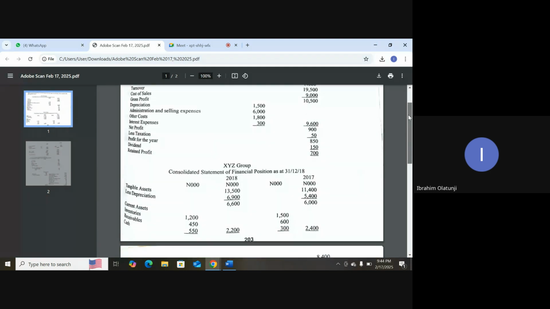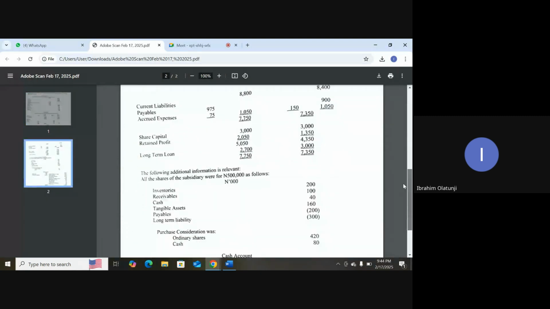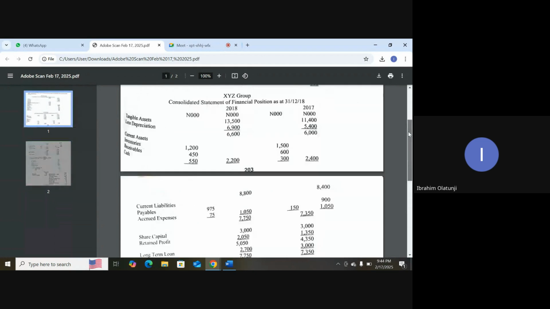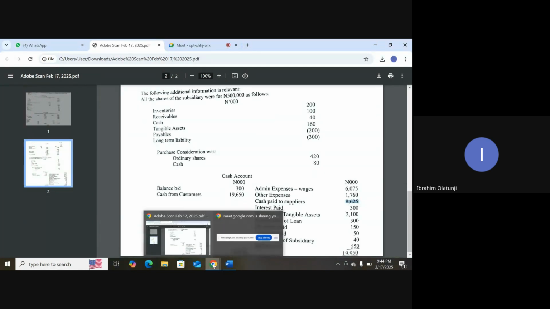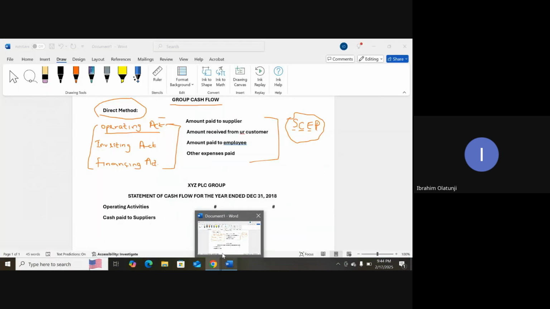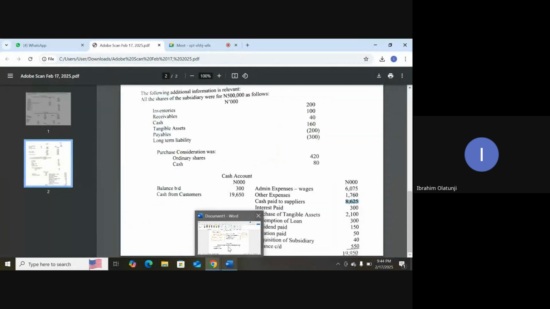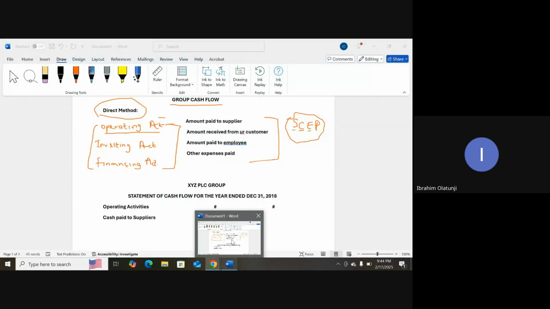But for this case, if you scroll down to this question, you look for the amount that you pay to your supplier. Look at it. Cash paid to supplier, 8,625. But if the examiner did not give you the cash paid to supplier, then you will use what is called a control account to tackle that.